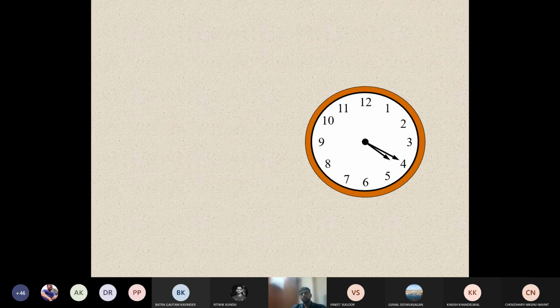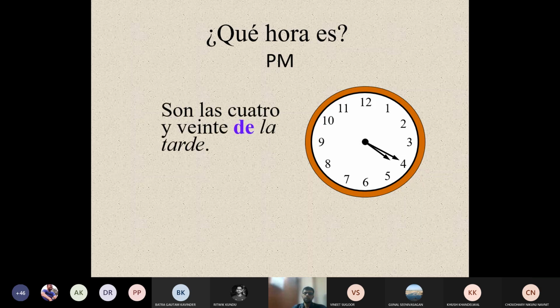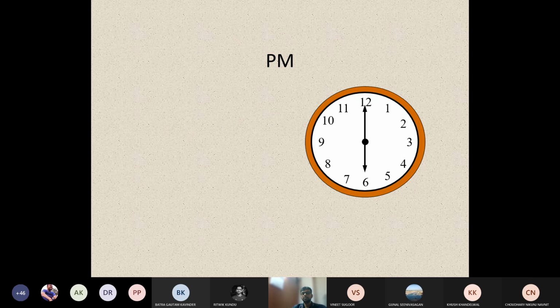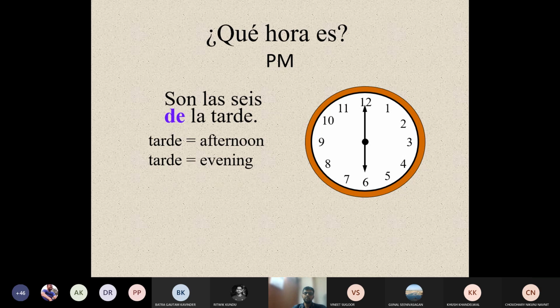The other example, if you see here, is 4:20 p.m. This is afternoon or evening time, whatever you think. It is basically evening time. Son las 4:20 de la tarde. That is one. After that is 6 p.m., already an evening time. So son las 6 de la tarde. You can see here, tarde is used for the afternoon as well as for the evening.